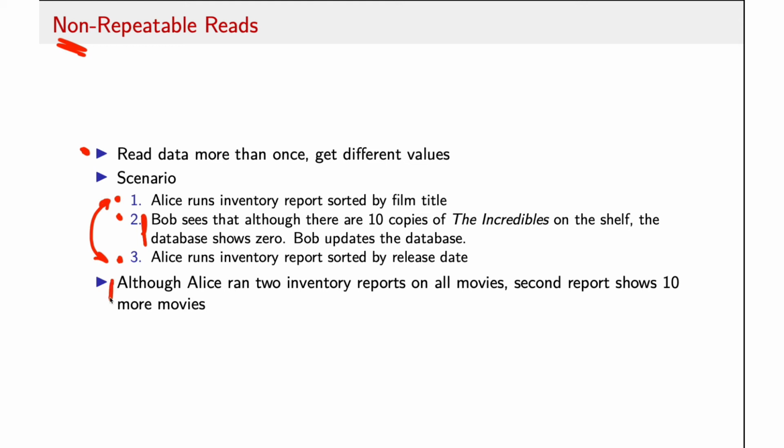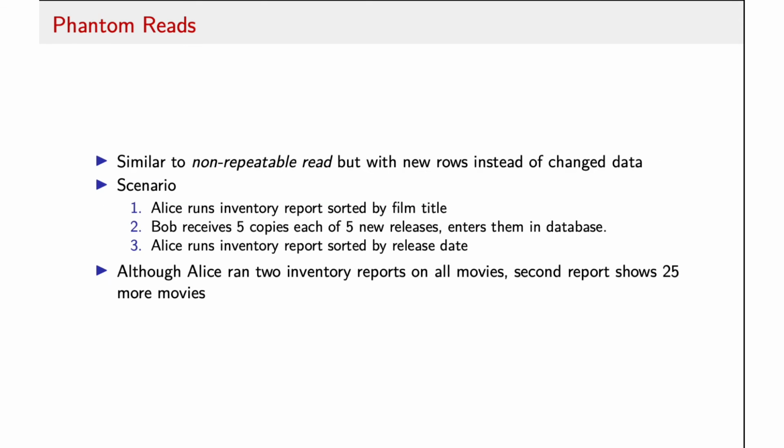So Alice ran 2 inventory reports on all the movies, but one of them shows up to 10 more movies. So she's reading the same things twice in a little bit different way, presenting the data in a little different way, but the two different versions of the data don't match up as she expects they should.